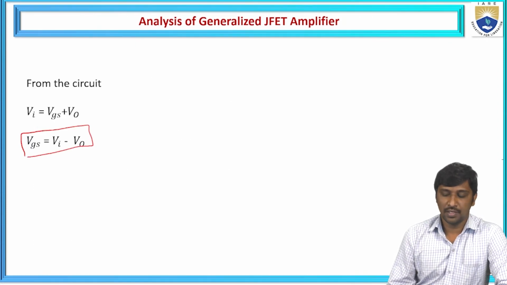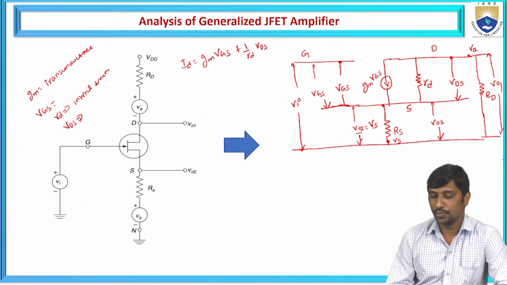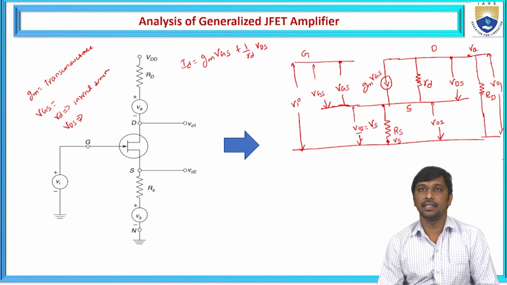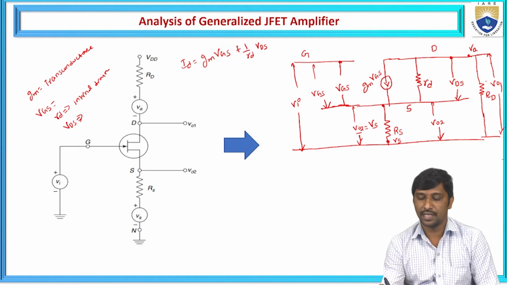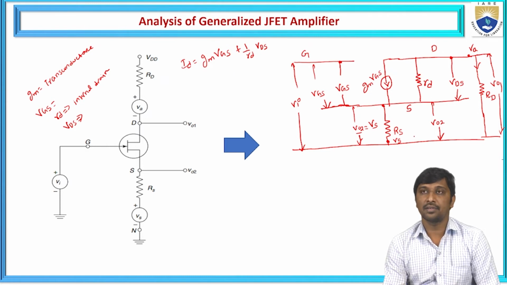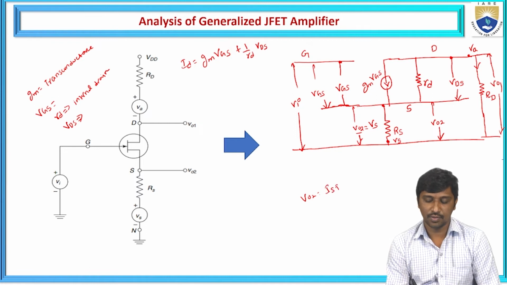Now suppose we want to identify VO1. VO1 means the drain current flowing through capital RD. Similarly, if you want to calculate VO2, we need to write VO2 as IS into RS.